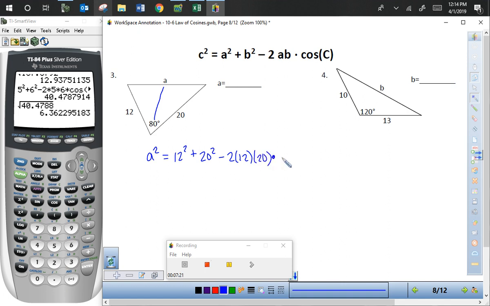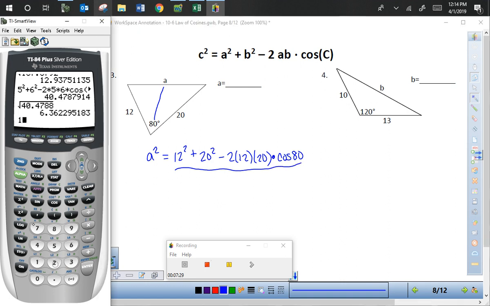And then times cosine of the angle. Our angle is 80 degrees. We'll type that whole thing in again. Okay, make sure you're not hitting enter anywhere in between here. It might mess up the order of operations, and your calculator can handle all of those numbers together.